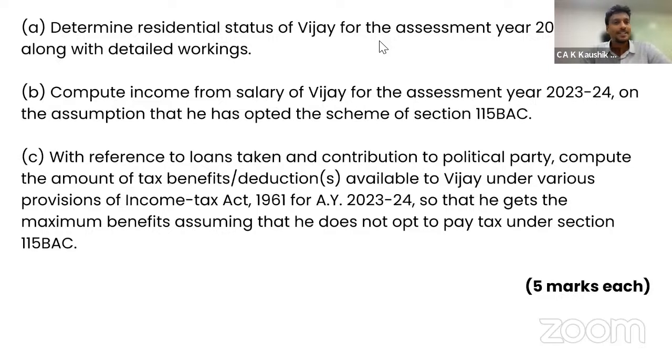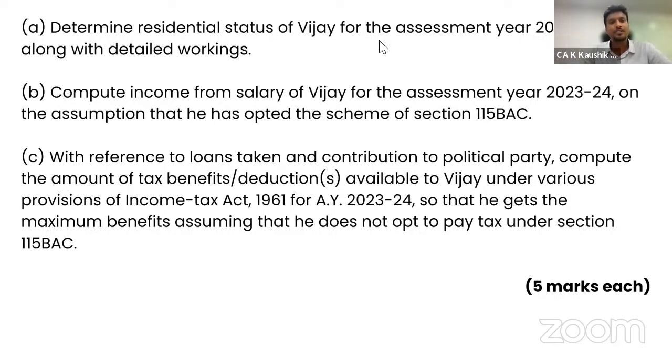Next comes the next sub-question: compute income from salary of Vijay for assessment year 23-24 on the assumption that he has opted for the scheme of section 115BAC. So here the focus is entirely on the salary provisions and income from salary. And then we go to sub-question C.